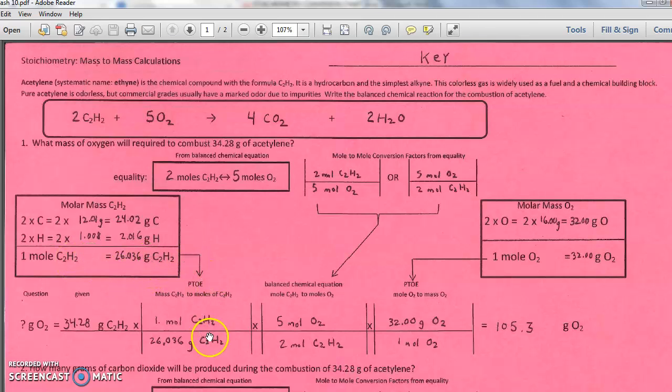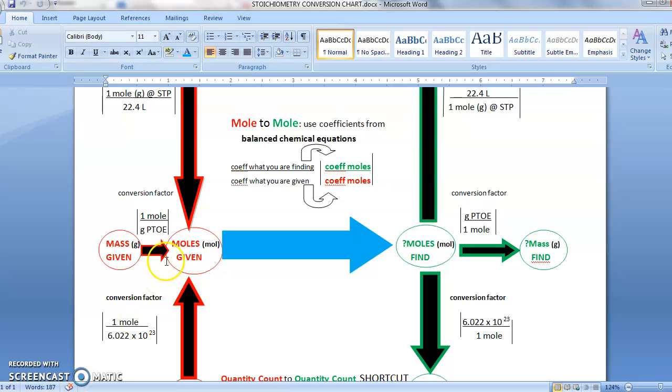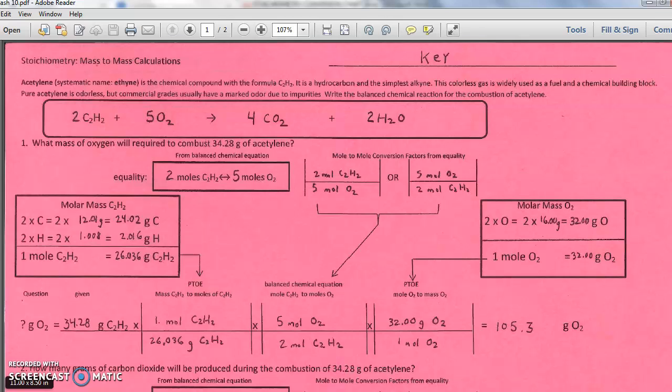Why am I putting the mass of this on the bottom and the mole on top? We look over here, we want mole on top and mass on the bottom. But if we forgot that, it's very easy to realize that we're given grams of C2H2. So grams of C2H2 must be on the bottom so that they cancel out. Grams will cancel with grams. And now we're at moles. So we now have converted to moles.